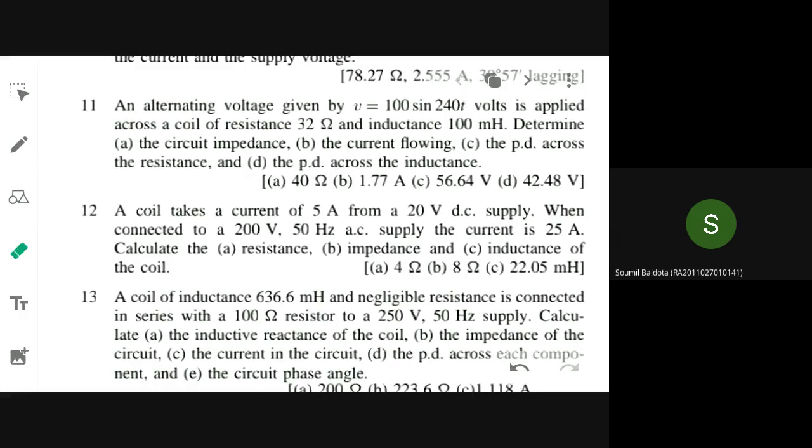That was the problem. Come on, solve problem 11 and check whether you are getting 40 ohm, 1.77 ampere, 56.64 volt as the answer. Solve problem number 11. Rajdeep, what is the first step that we will do? We'll first write the given data, list it out. Then how will you proceed for finding out the circuit impedance? What is the formula, Rajdeep?